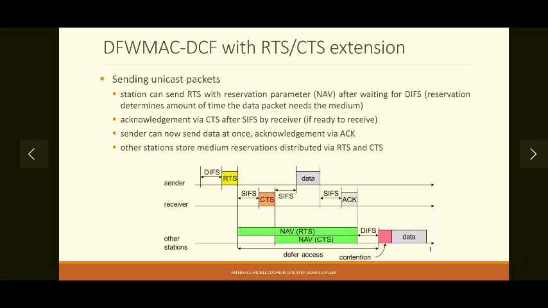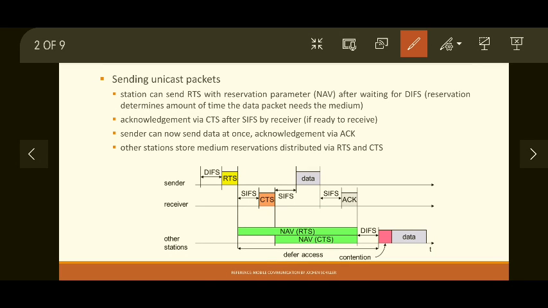This mechanism, as we know, is used by the distributed coordinator function, and it is used for avoiding hidden terminal problems. Okay, so we have seen what are hidden terminal problems and how RTS and CTS helps in solving those problems. So we will simply take a simple example of sending a unicast packet to understand how the communication happens using this medium access method. Okay, so if you see the diagram, there is a sender, receiver and other stations which are shown in the diagram. So station can send RTS.